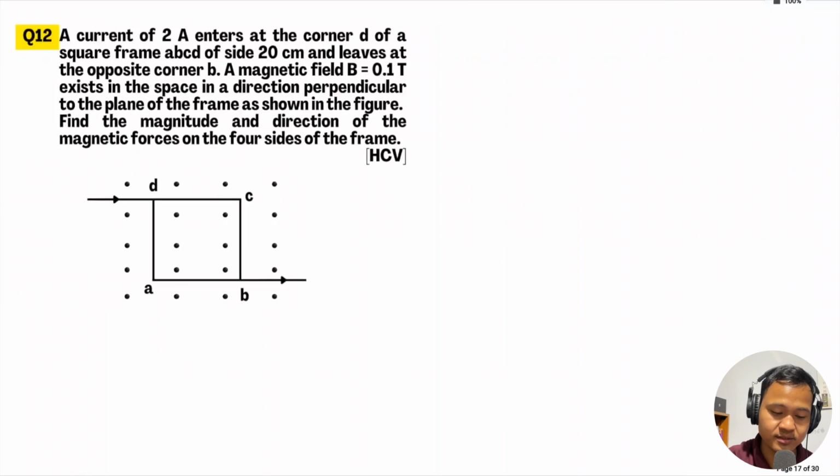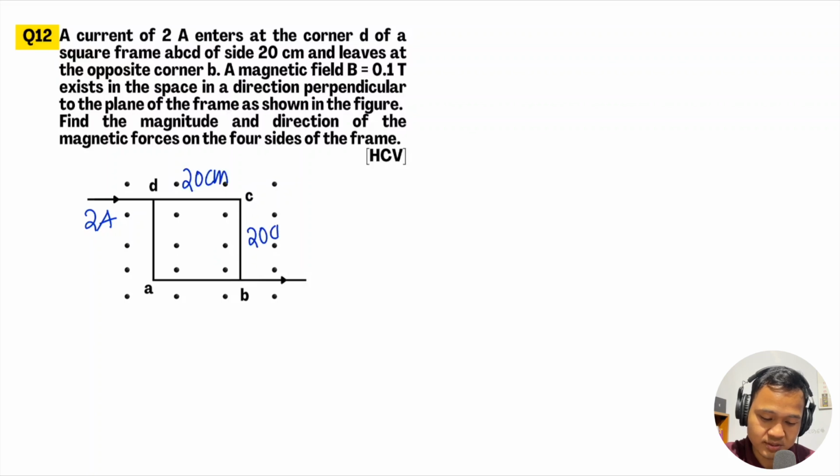Okay, next one. Current of 2 ampere enters a corner of D of a square frame ABCD na. Side to 20 centimeter. Square hai so. Okay bang. Leaves at the opposite corner B. Magnetic field B here 0.1 Tesla exists in space in direction perpendicular to the plane. So find the magnitude direction of forces on the sides. Current hit is here. So like this.